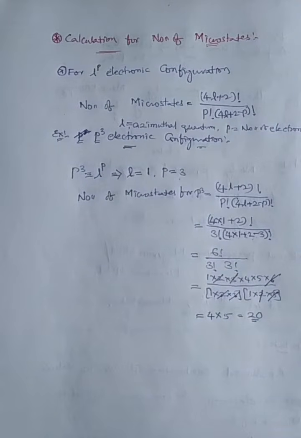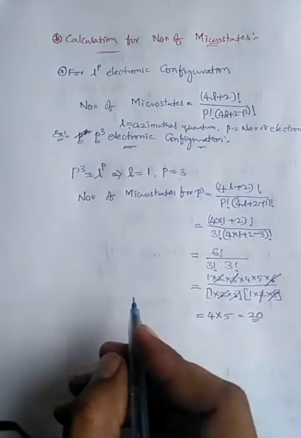So like that we will have 20 microstates for the p3 electronic configuration. It's nothing but 20 allowed ML-MS combinations that are possible for the p3 electronic configuration, right? So that's the first formula.